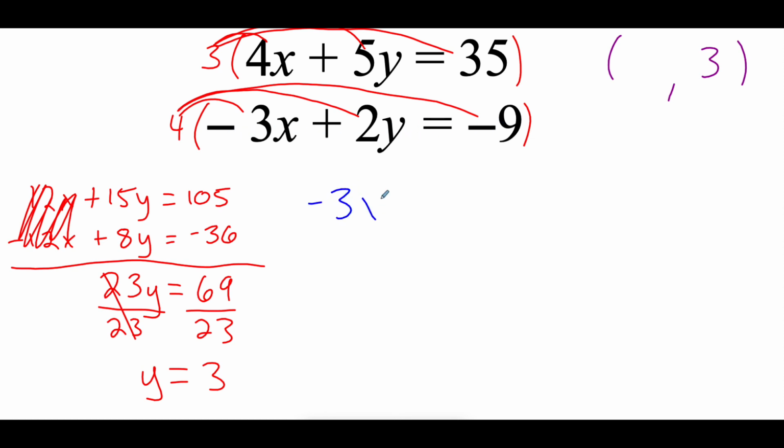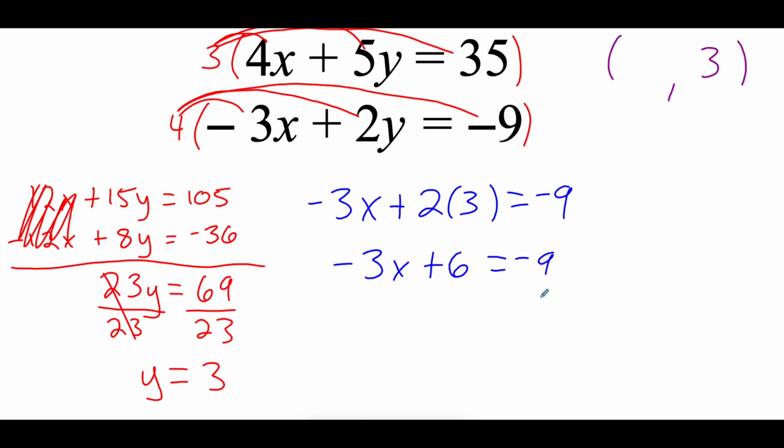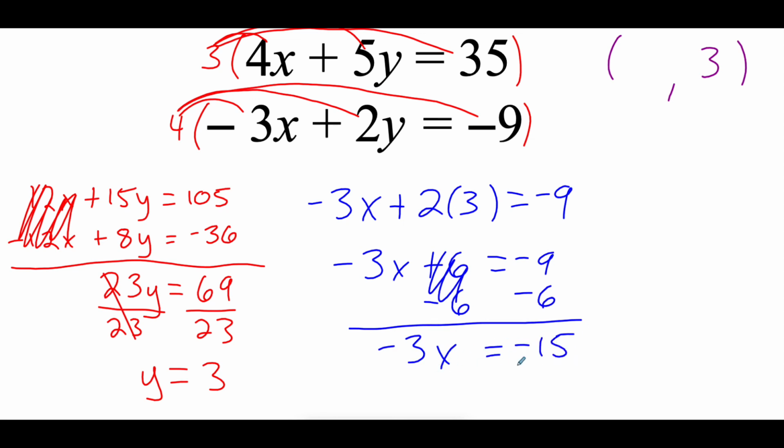So we've got negative 3x plus 2 times, fill in the 3 for the y value, and that's supposed to equal negative 9. Well, 2 times 3 is 6, so we get negative 3x plus 6 equals negative 9. I want to get rid of this plus 6, and in order to do that, we're going to have to subtract 6 on both sides of our equation. So that's going to leave me with negative 3x equals negative 15.